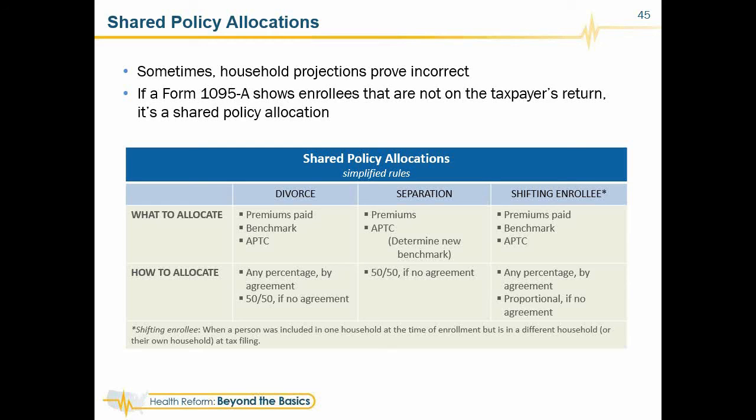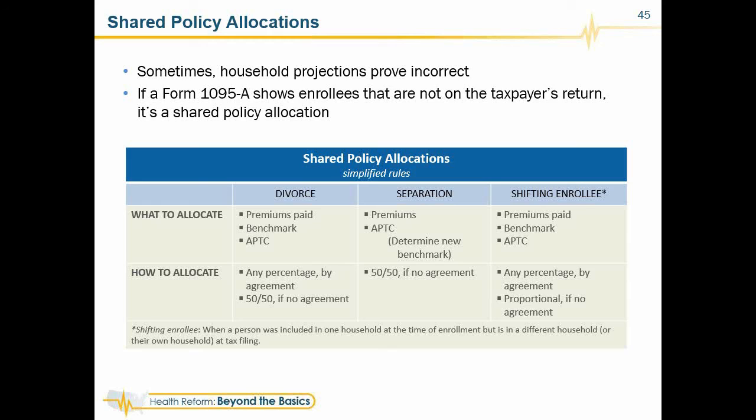But we're going to look at the rule for the third column, which is a shifting enrollee. So Katie is a shifting enrollee, and the definition is there at the bottom of the table. It's when a person is included in one household at the time of enrollment, but is in a different household or their own household at tax filing. So that describes Katie. And using this table, we're going to allocate the premiums that were paid, the benchmark, and the APTC. Those are the 3 columns on your 1095-A.